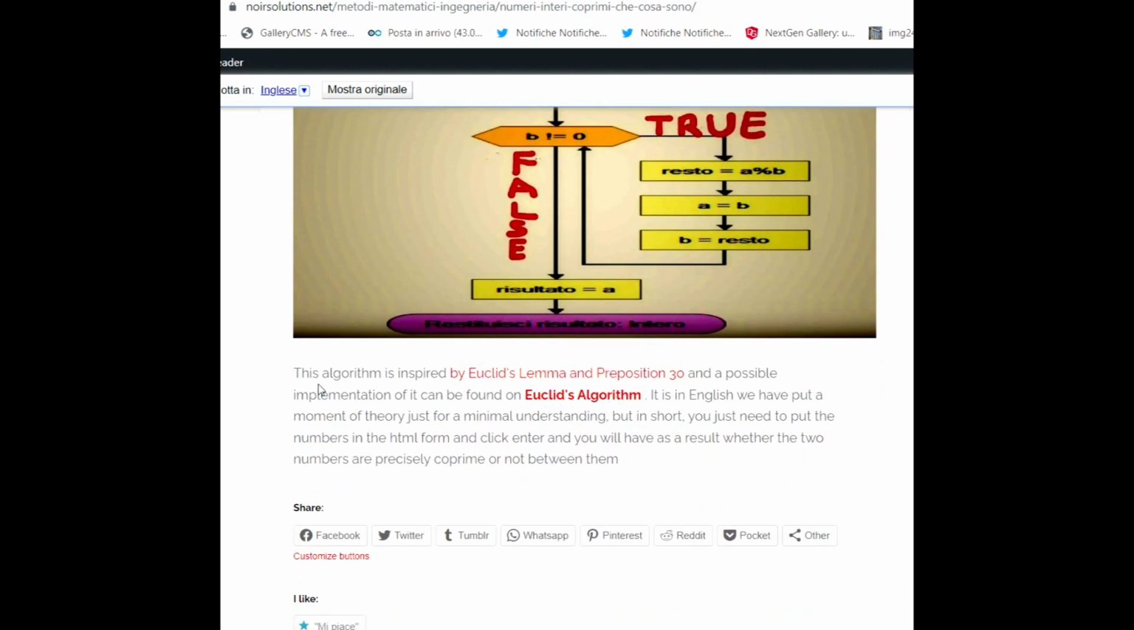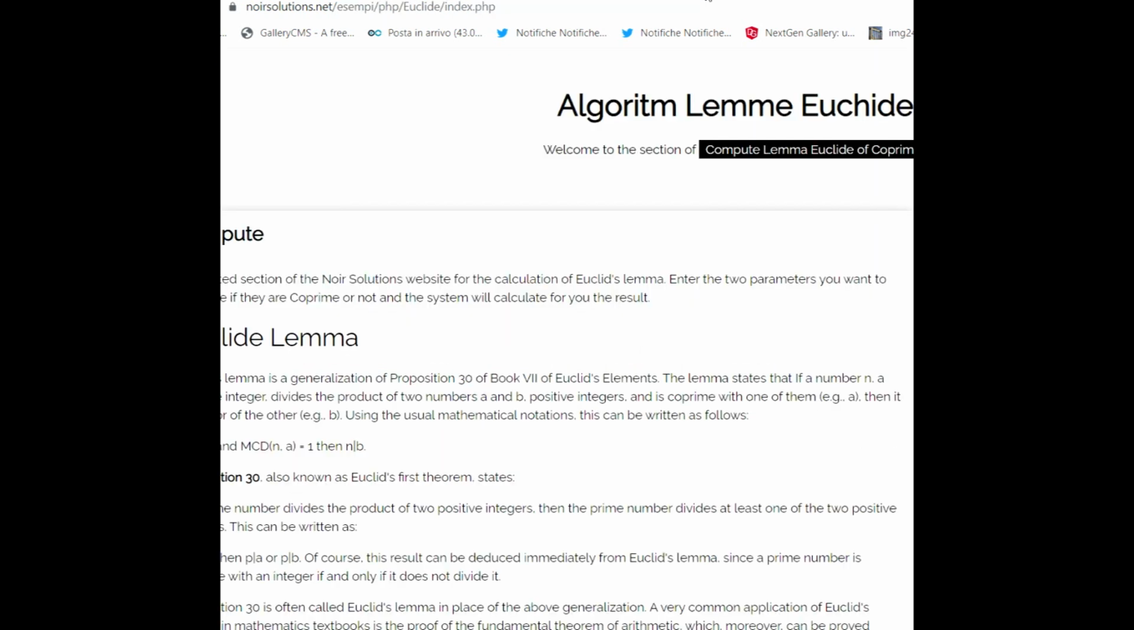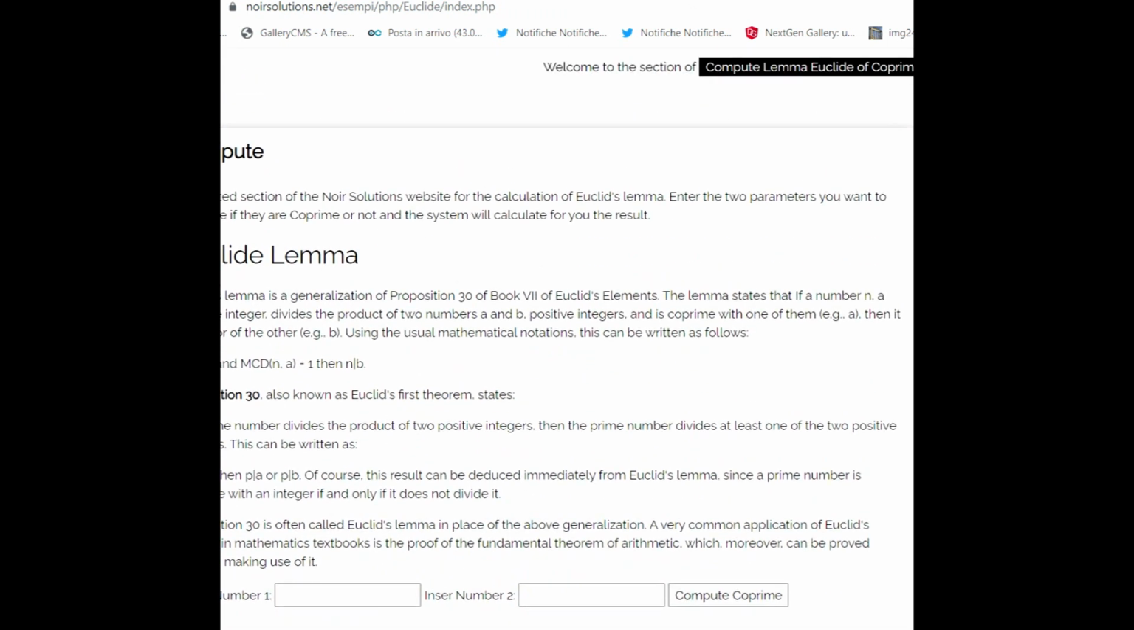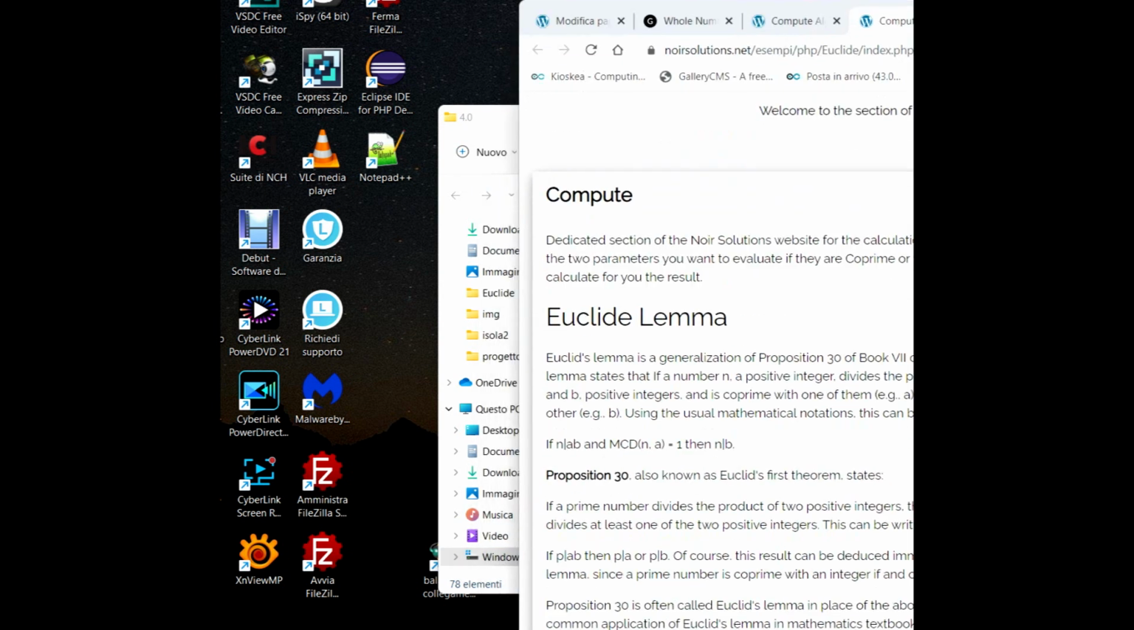It is very easy. This algorithm is inspired by Euclid's lemma and proposition 30, and a possible implementation can be found on the page about Euclid's algorithm. It is in English, and we have a part of theory, and I click to show. So you can see this is the algorithm.